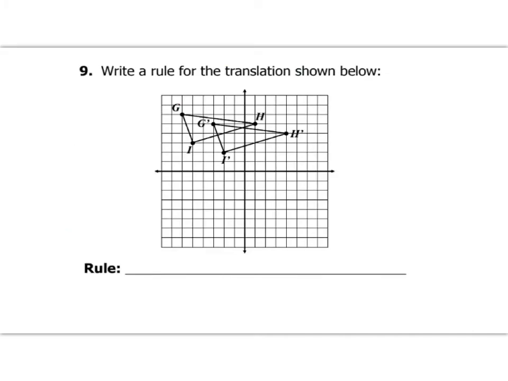Okay, moving on to the next one, we need to write a rule. And so when we write a rule, what we need to do is say what happened from our pre-image, which is this figure right here. How did I go from there to my image? So if you look, for the X values, I went 1, 2, 3. So X plus 3. And then from there, I went down 1. Y minus 1. There you go.